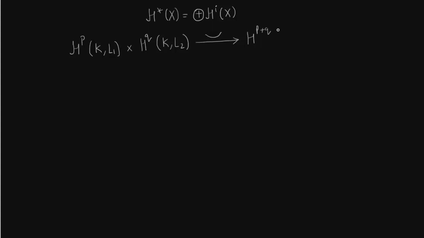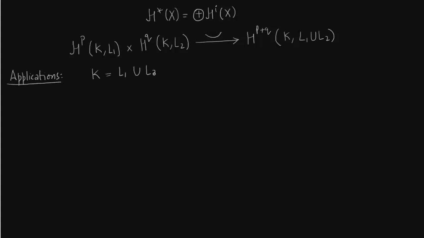Now this is clear from the definition of the cup product itself. If a cocycle vanishes on HP, then automatically it will vanish on HP plus Q by the definition itself. Similarly, if a cocycle vanishes on HQ, it will again vanish on HP plus Q. So let us write down the applications of the above map.